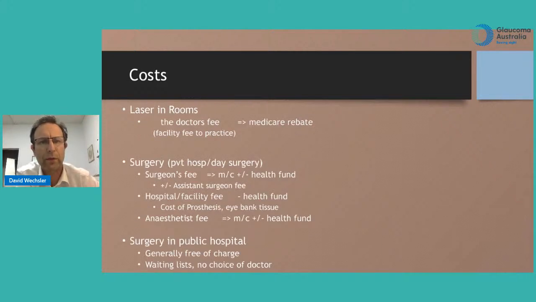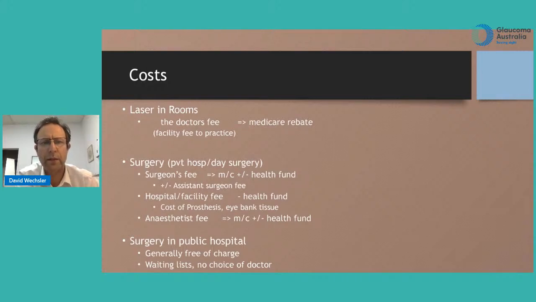So for laser in the rooms, there's usually just one single fee, which is the doctor's fee, and there will be a Medicare rebate that you will get towards the cost of that fee. Bear in mind that this isn't necessarily all money that's just going to the doctor, because the doctor is likely to have to pay the practice for use of their facilities, which includes the use of the laser. These lasers are quite expensive equipment to purchase, and also they must be serviced and maintained. So that's built into the doctor's fee as well.